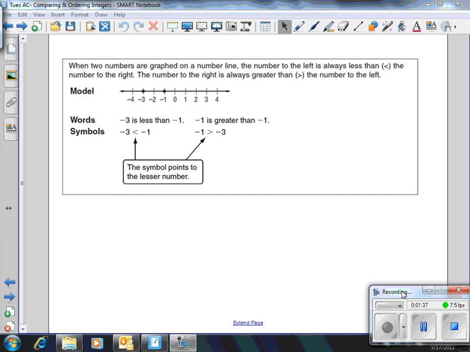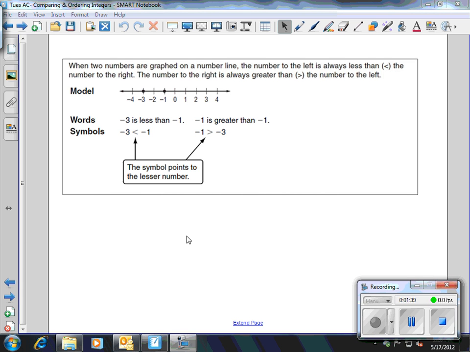So when two numbers are graphed on a number line, the number to the left is always less than, and this is the symbol for less than. Notice that the small side comes first, then the number to the right. The number to the right is always greater than. Again, here's your symbol. Notice that the big side comes first, then the number to the left.